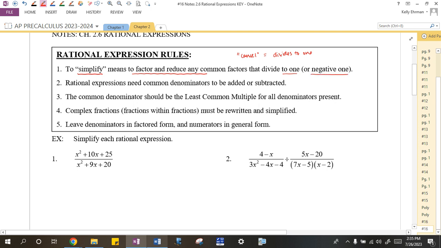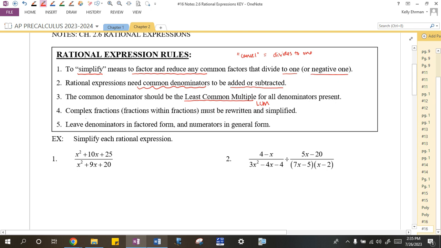If you're adding and subtracting rational expressions, you need to make sure that you get a common denominator. So if you are setting up a common denominator, you're trying to figure out what is the least common multiple, or the LCM. What's the least common denominator is another way to say that, but think of it as least common multiple for all the denominators present. We will talk about what that means as we get there.